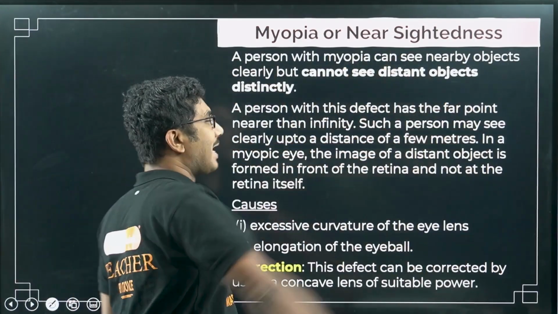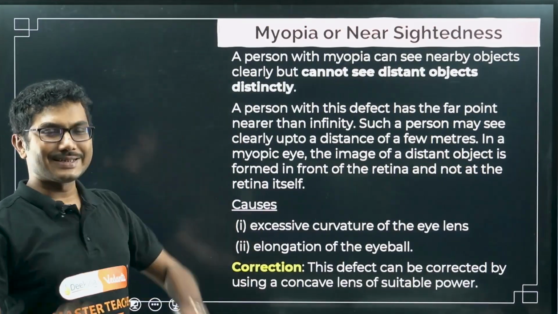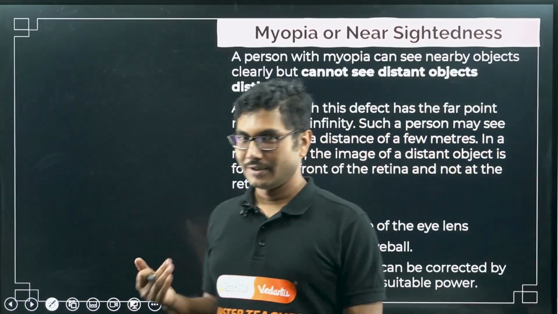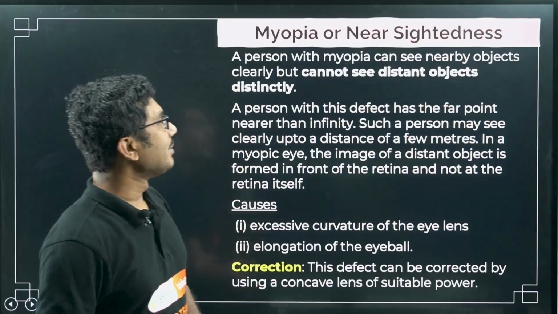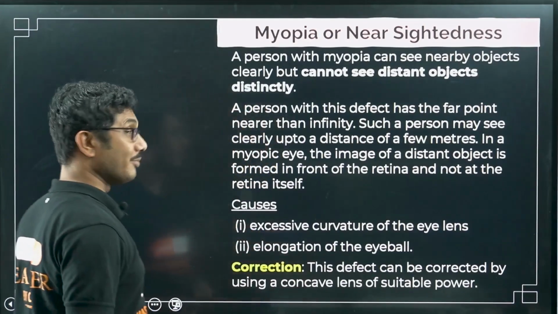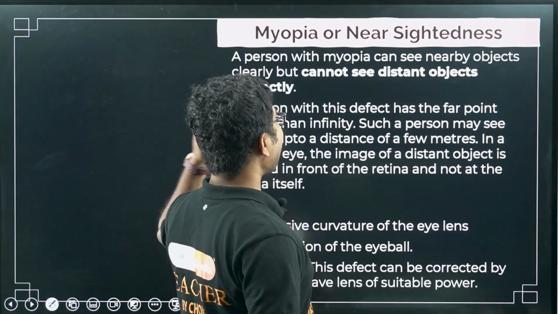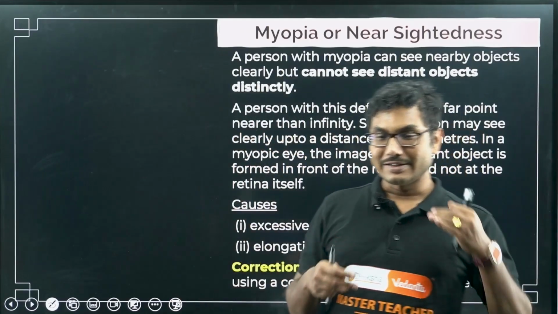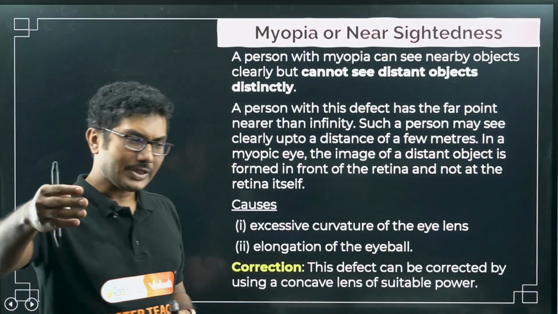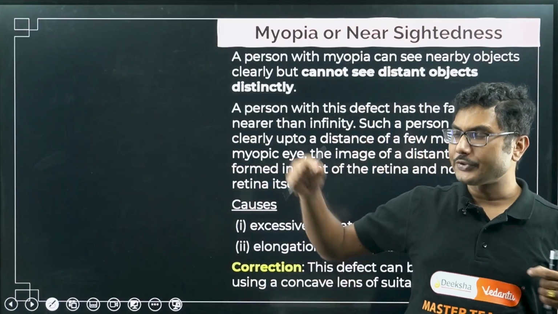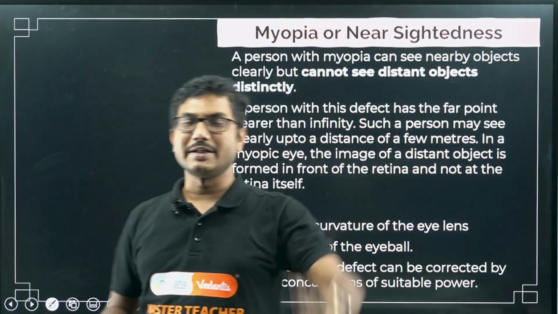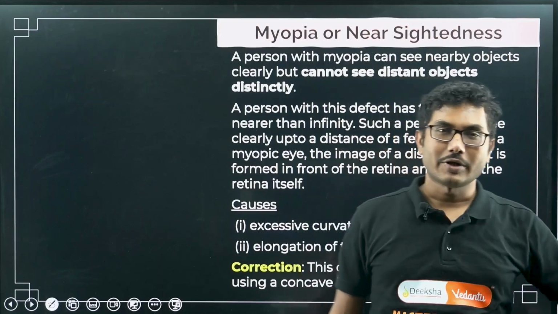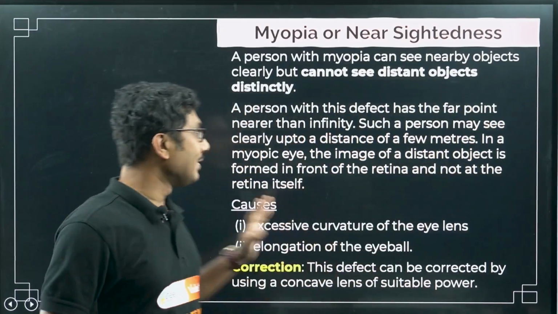Now, don't get fooled by this name. Nearsightedness has nothing to do with seeing only objects which are closer. Okay, so let's see what it is. A person with myopia can see nearby objects clearly, but cannot see distant objects distinctly. That means people can see objects which are close to them, anything between 25 centimeters up to a certain distance, but after that they cannot see anything beyond clearly. For example, I cannot see objects which are very far from me. That's why I need glasses. Now there are different reasons.